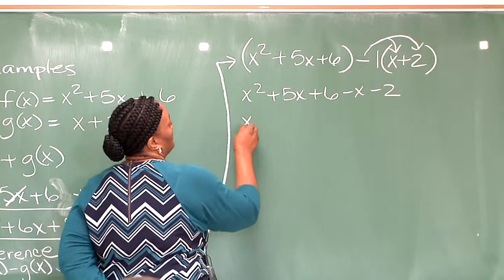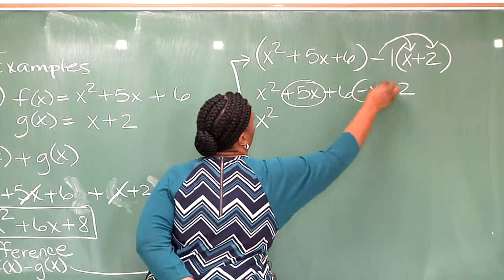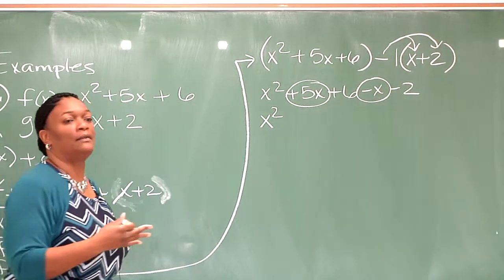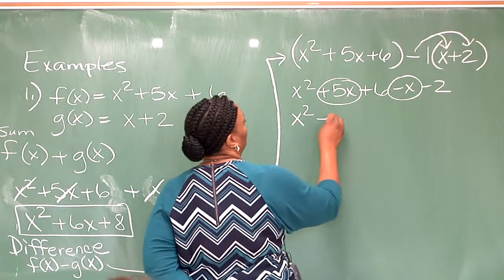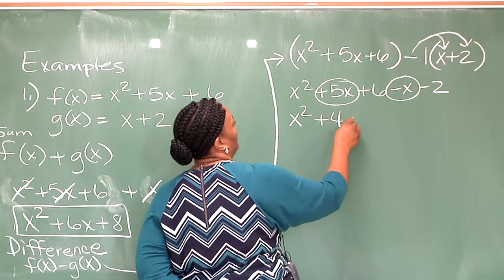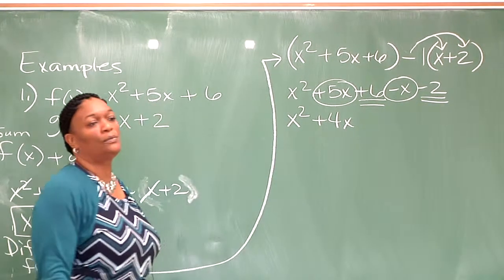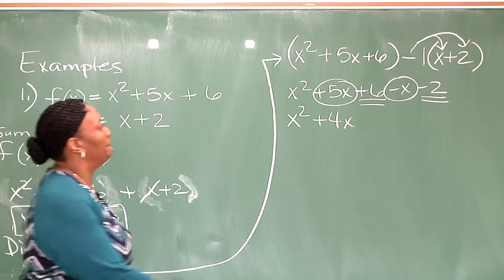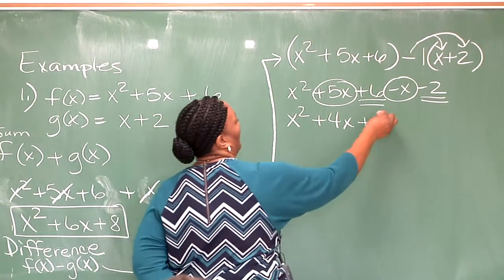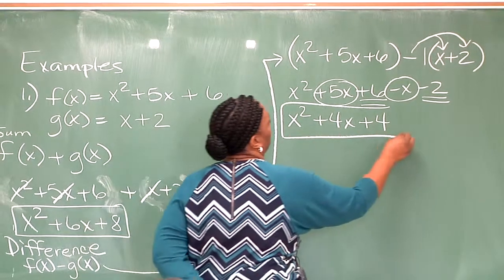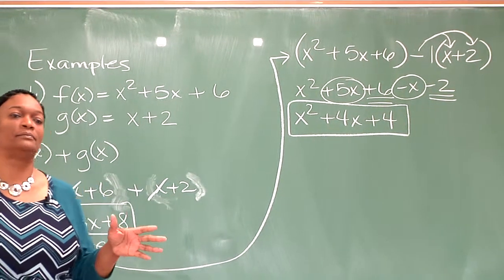So this is going to be x squared. I'll combine this with that. So that's like saying 5x minus x, right? So what is that going to be? Plus 4x. And then I have 6 minus 2, which is going to give me what? Am I finished? I am. This is my answer. Any questions about finding the difference?